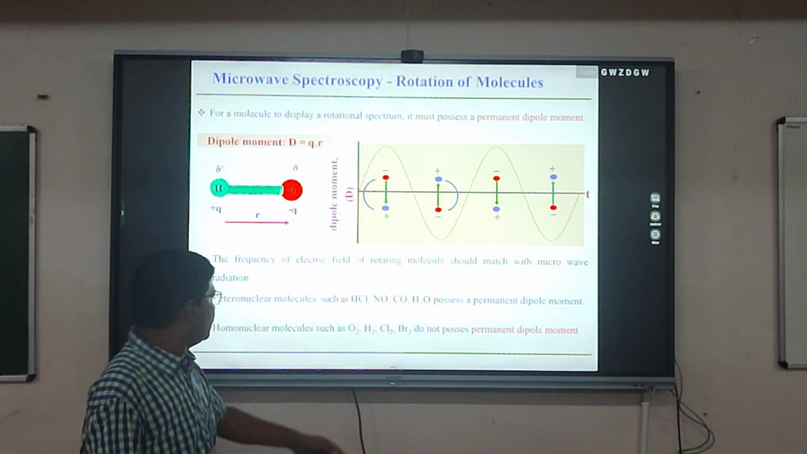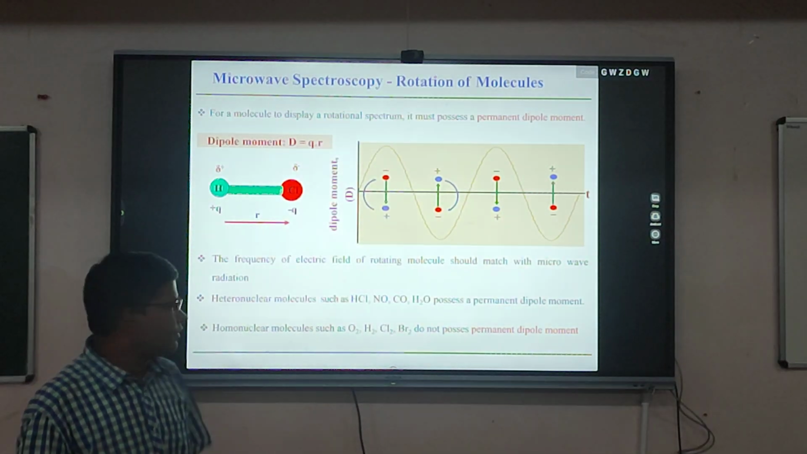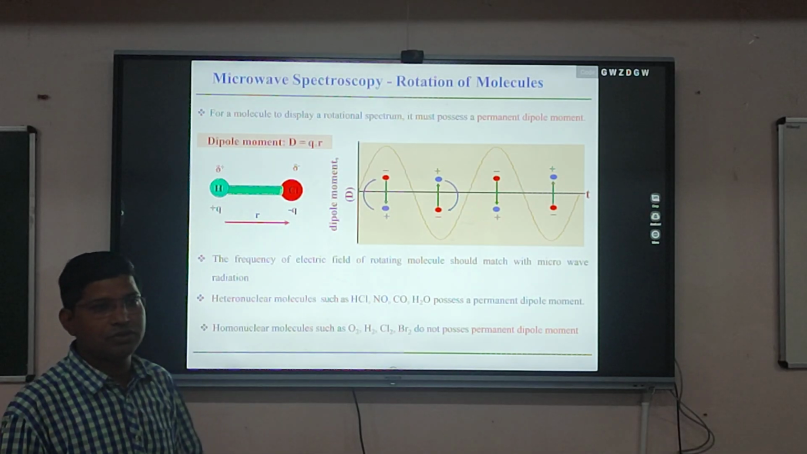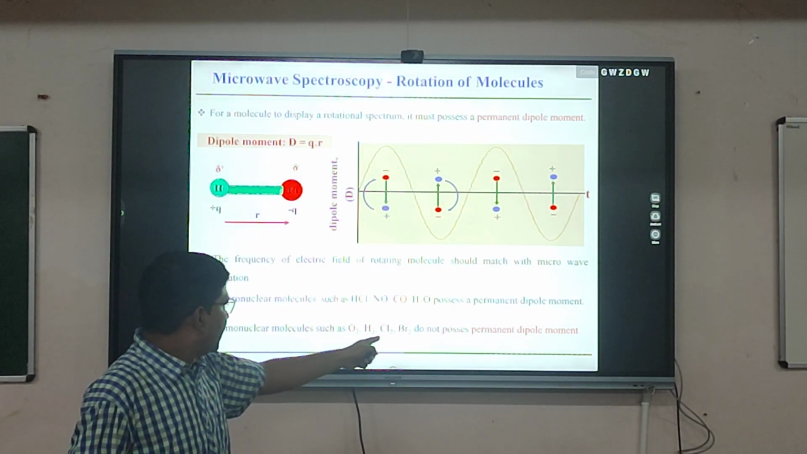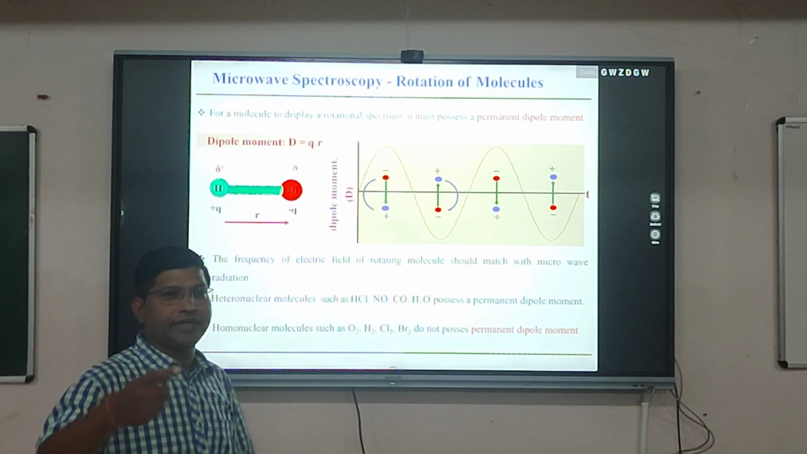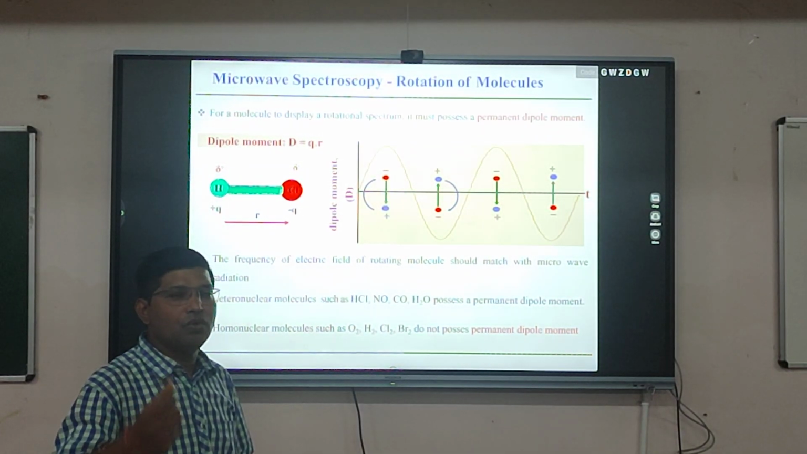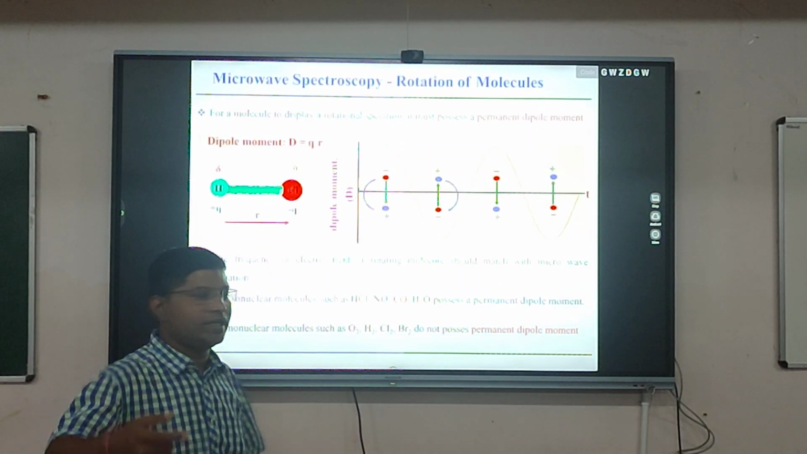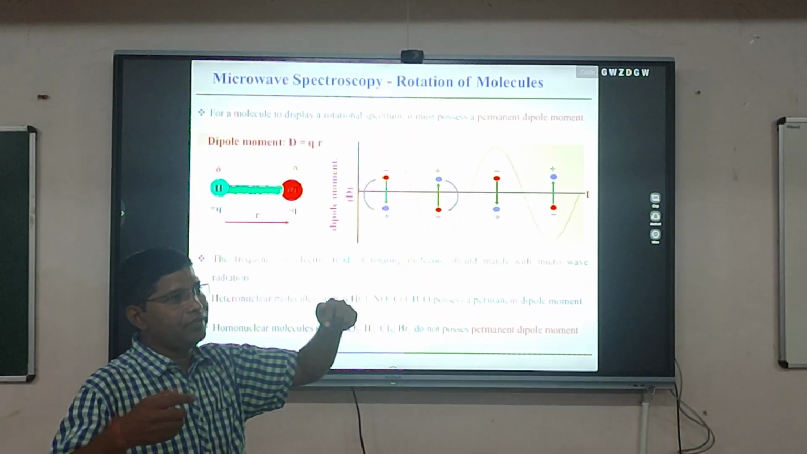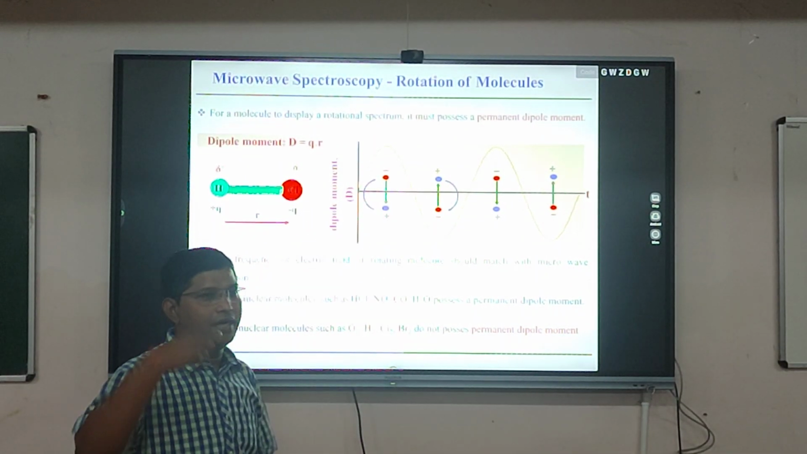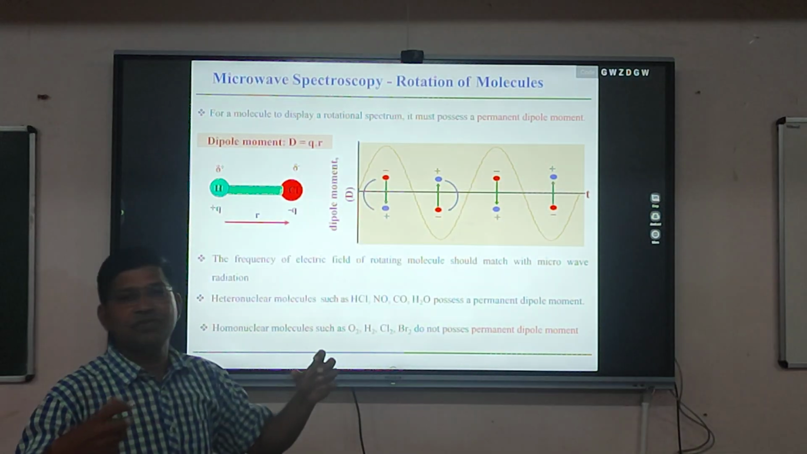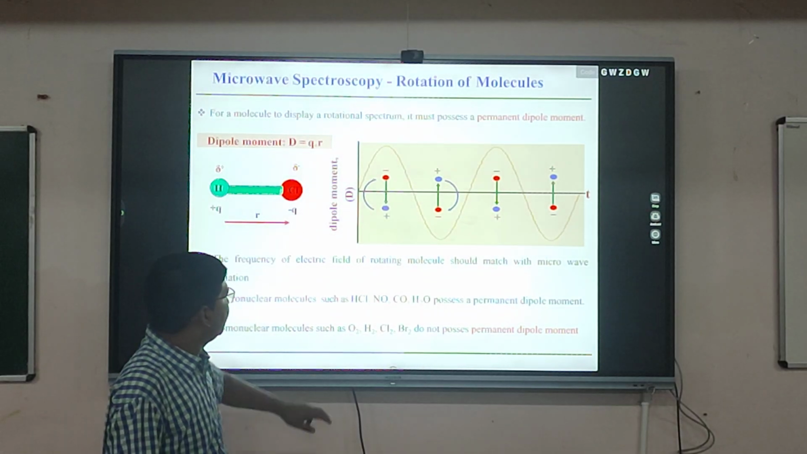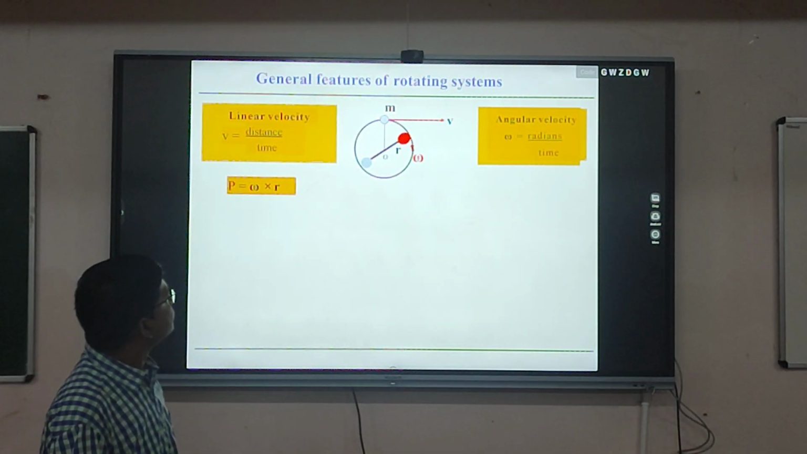Then homonuclear molecules like oxygen, nitrogen, chlorine, bromine, they do not possess a permanent dipole moment. So these are the non-polar molecules. When these non-polar molecules rotate, they will not produce their own electric field, because there is no change in dipole moment during the rotation. Okay, so when we pass electromagnetic radiation on rotating molecules, there will be no match with the frequency of the radiation. So we will not be able to obtain the microwave spectra of the molecule.